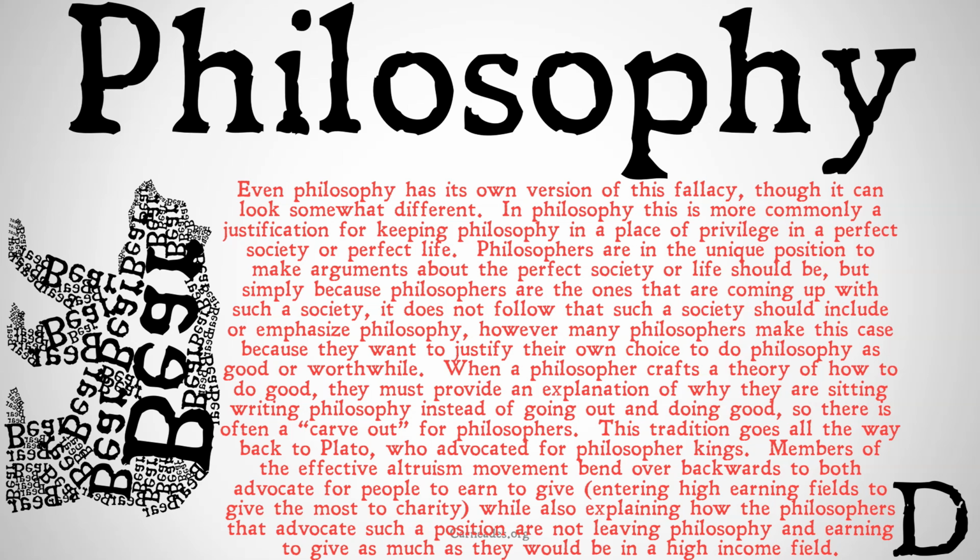This tradition goes all the way back to Plato, who advocated for philosopher kings, putting philosophers at the center of a perfect society. Members of the effective altruism movement often bend over backwards to both advocate for people earning to give, i.e. entering high-earning fields to give the most that they can to charity, while also explaining how philosophers that advocate for this position are not therefore leaving philosophy and then earning to give as much as they could in a higher income field. The question is, why are you still doing philosophy if what you're advocating for is to do something other than philosophy?